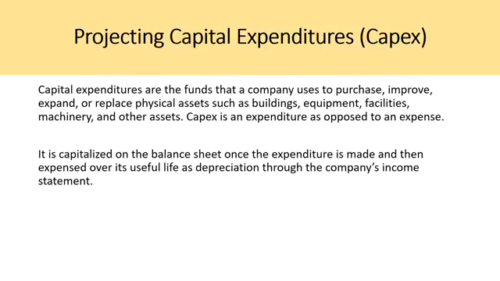Capital expenditures are the funds that a company uses to purchase, improve, expand, or replace physical assets such as buildings, equipment, facilities, machinery, and other assets. CAPEX is an expenditure as opposed to an expense. What's the difference between the two? An expense is recurring, whereas with an expenditure, the management has discretion. They can either increase this expenditure or decrease it, whereas an expense is recurring. It is capitalized on the balance sheet once the expenditure is made and then expensed over its useful life as depreciation through the company's income statement. Okay?